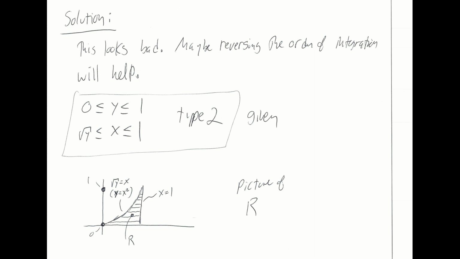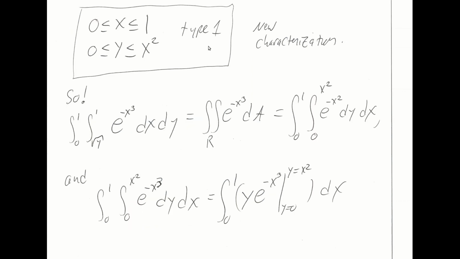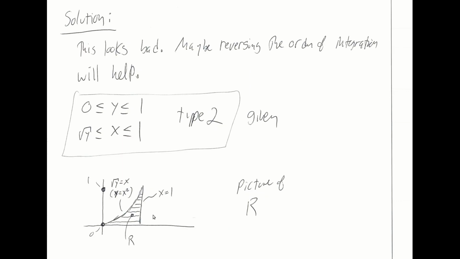So now that we have a picture of this region, we can re-express it as a type 1 region. For a type 1 region, it is my x variable that's going to go from some constant to some other constant. So I've got to think about what interval on the x-axis perfectly characterizes this region. You might say, what is the projection of this region onto the x-axis? If I were to take the whole region and collapse it straight down onto the x-axis, what would that interval look like? It's going to go from 0 out to 1.